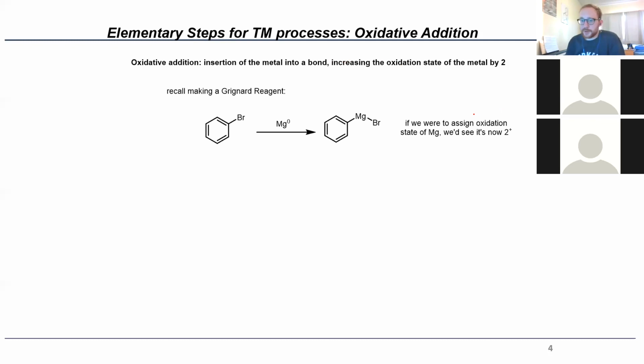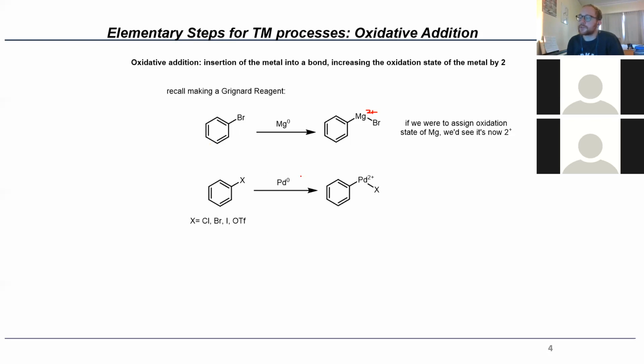We should all have been familiar with processes that look like oxidative addition from our use of Grignard reagents. The mechanism might be a little bit different here, but formally it's very much the same process, right? We take an aryl bromide, treat it with magnesium, and we form these Grignard reagents wherein magnesium has inserted itself into the carbon-bromine bond. And so if we were to assign an oxidation state to magnesium, it would be 2+. So we're already very familiar with oxidative addition processes. We're just now going to apply them in a more general fashion.